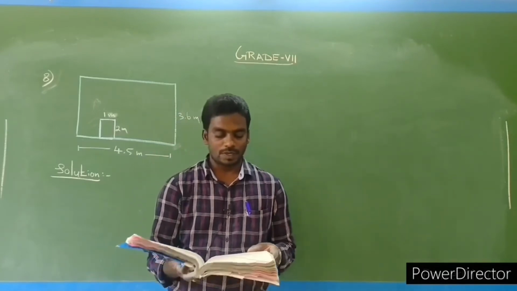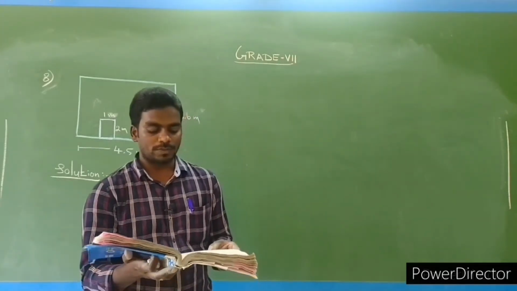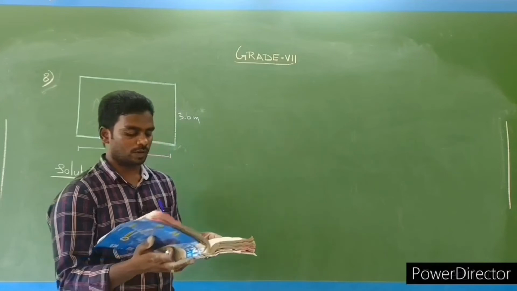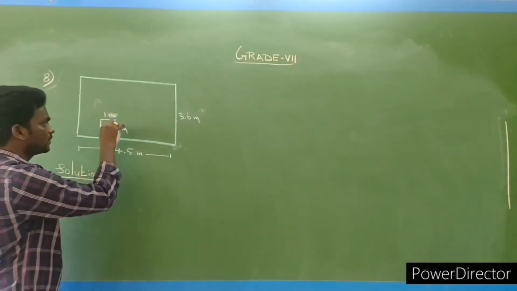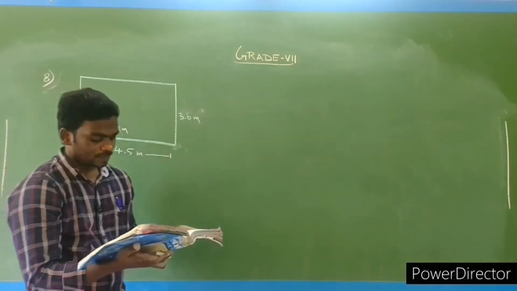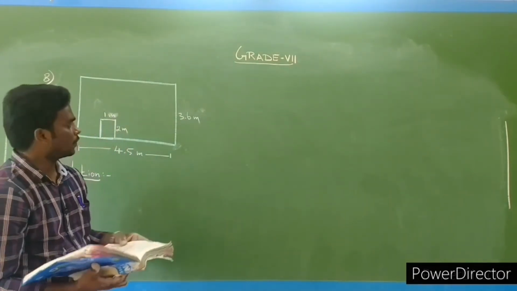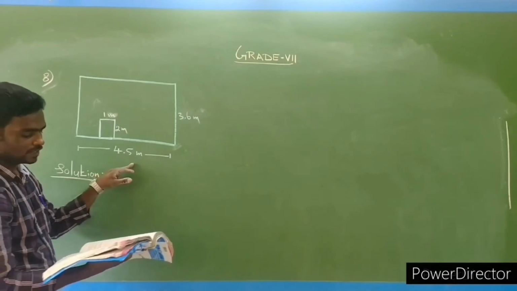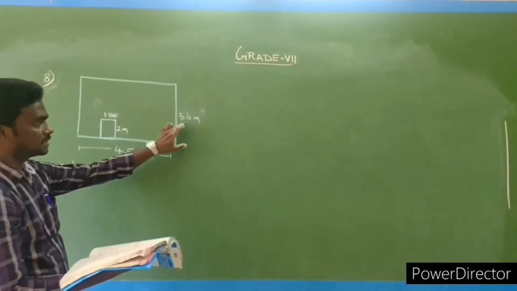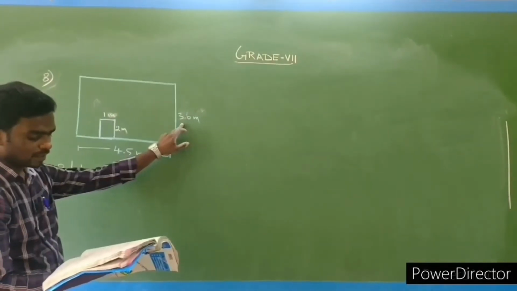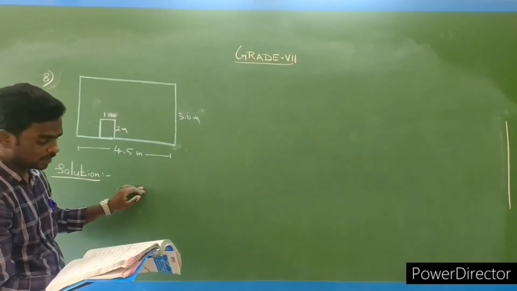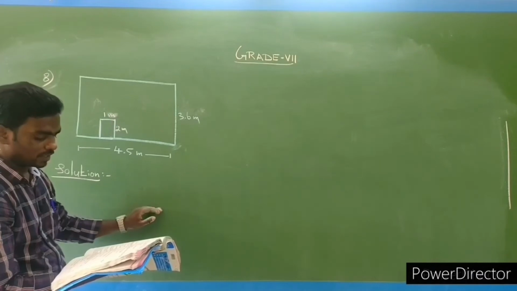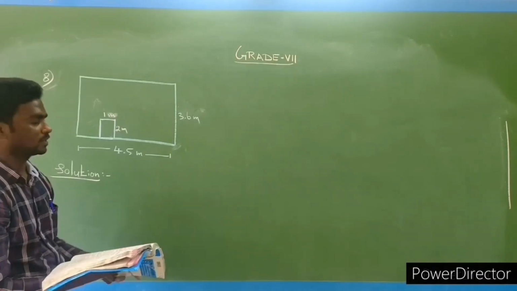Next, our eighth question. A door of length 2 meter and breadth 1 meter is fitted in a wall. The length of the wall is 4.5 meter and the breadth is 3.6 meter. Find the cost of whitewashing the wall if the rate of whitewashing the wall is rupees 20 per meter square.